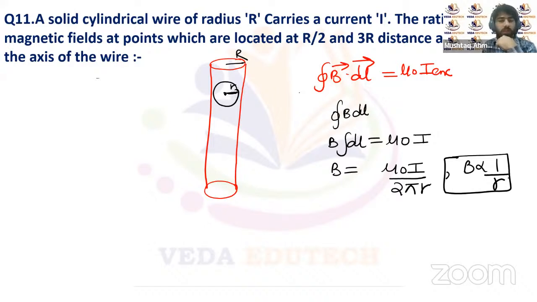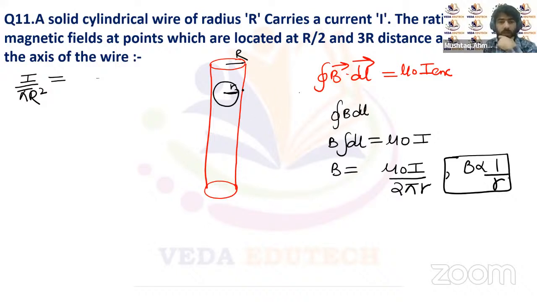Now, through this Amperian loop, we have to calculate the current enclosed. Let's suppose this cylinder has a uniform current density throughout it. The current density will be I upon pi capital R square. This will be the current density through this cylinder, and it should be a constant, or uniform, current density.